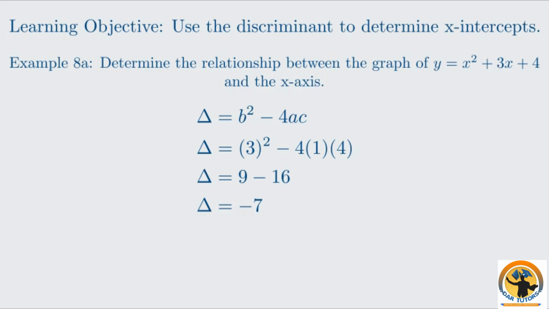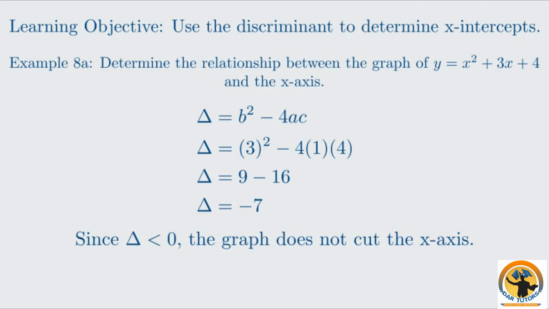Since the discriminant is negative, what does that tell us about the x-intercepts? A negative discriminant means there are no real solutions to the equation ax squared plus bx plus c equals 0. Geometrically, this means the graph does not intersect the x-axis. It either lies entirely above it or entirely below it.